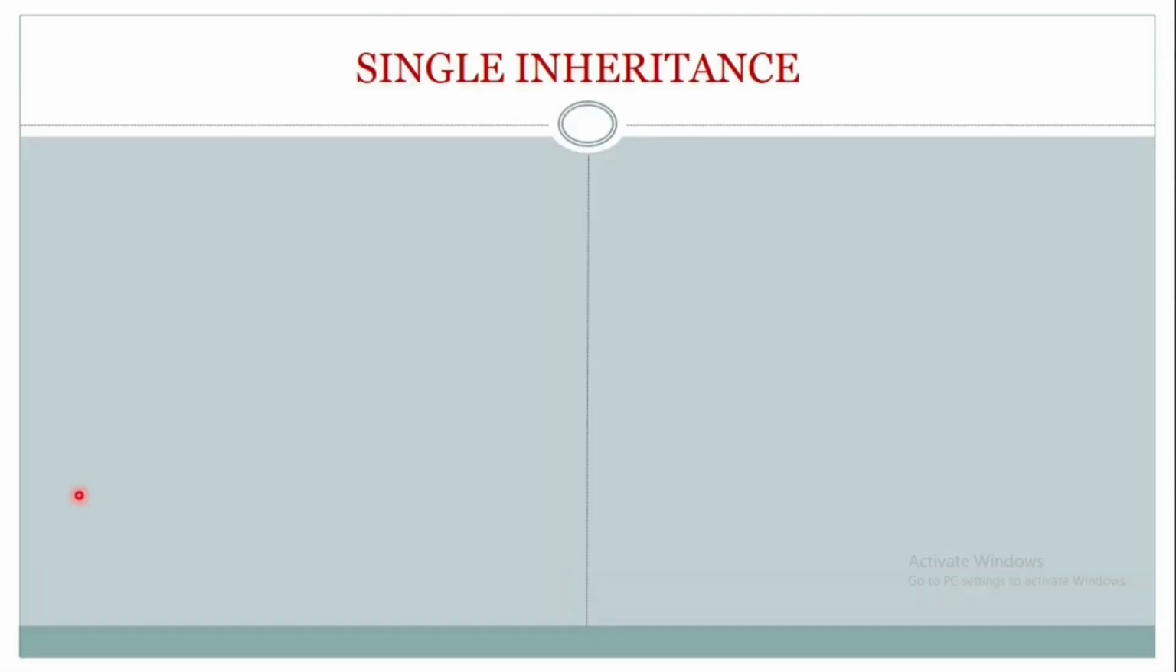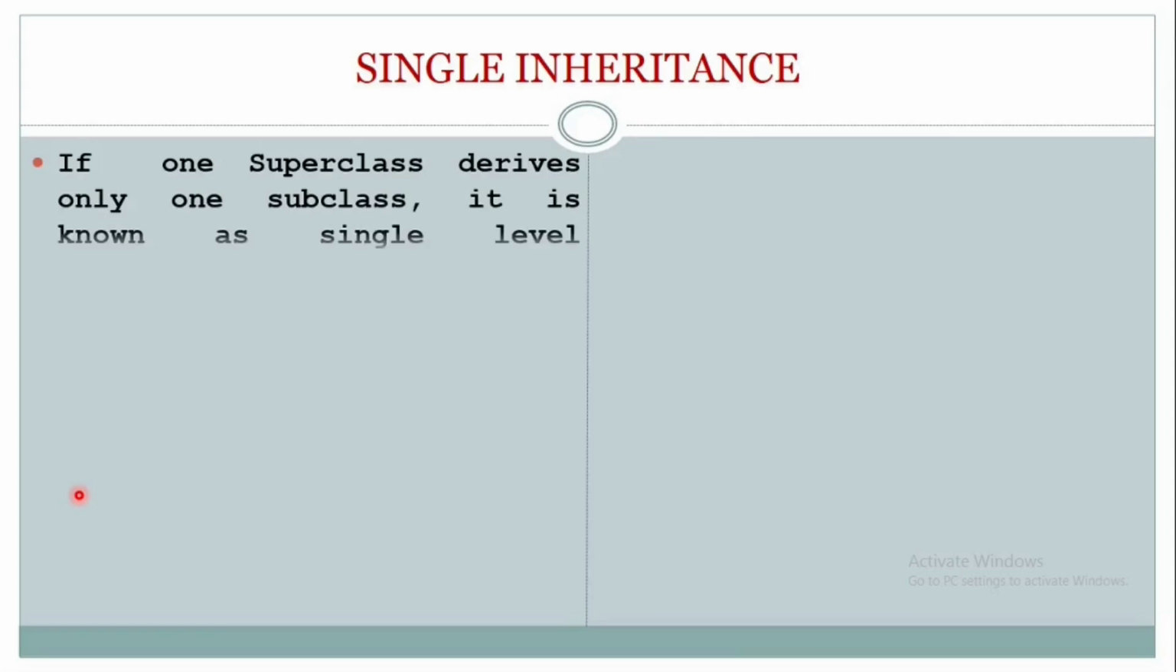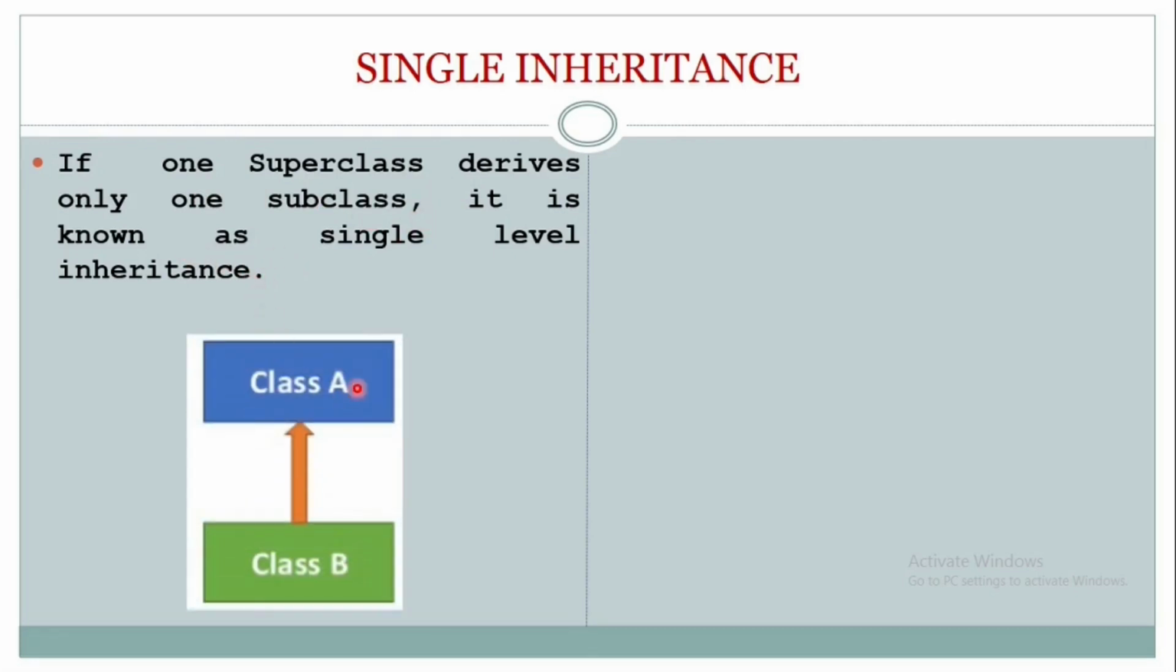Now let us understand about single inheritance. If one superclass derives only one subclass, it is known as single inheritance. Here is an example of single inheritance. Class A derives class B, which means, in other words, class B inherits all the features of class A.